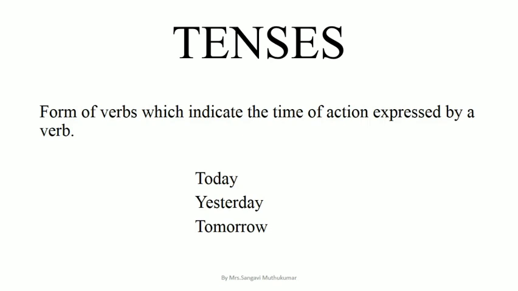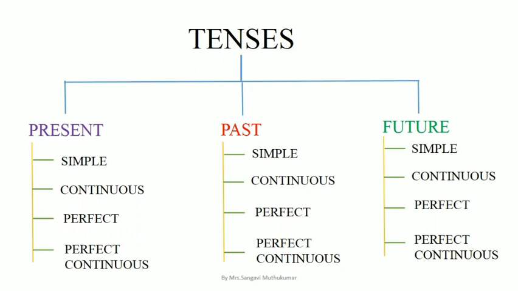That is, it describes the time of action of the verb. For example, whether the action has taken place today, or the action was done in the past, or it is going to happen in future. Tenses can be classified into three types based on the time. They are present tense, past tense, and future tense.